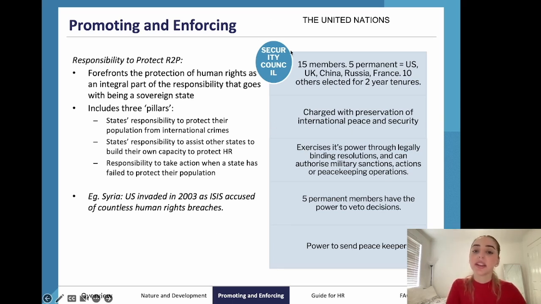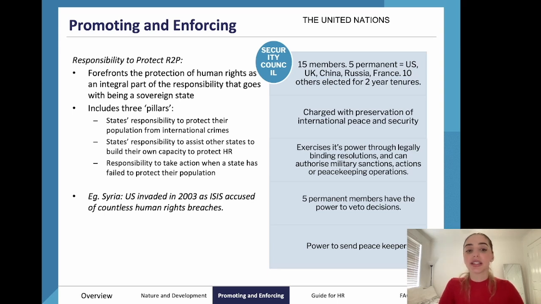We also have the Security Council, which is another organ or part of the UN. It has 15 members, 5 are permanent: US, UK, China, Russia, and France. Yes, okay, there are 5 there. Sorry, I was thinking, did I only put 4? 5. 10 other countries are elected for 2-year tenures. So on a cycle of 2 years, Australia might be a part of the Security Council, and then someone else is voted in. It's charged with the preservation of international peace and security.